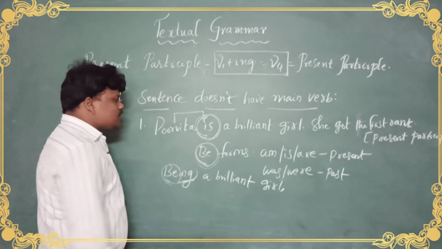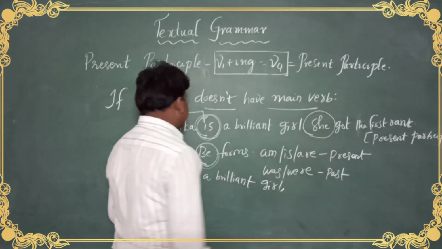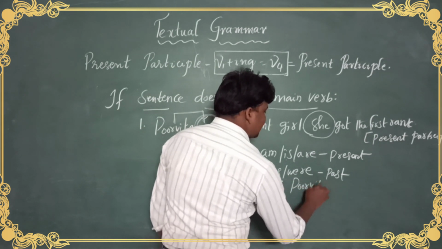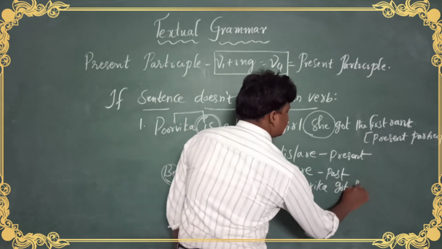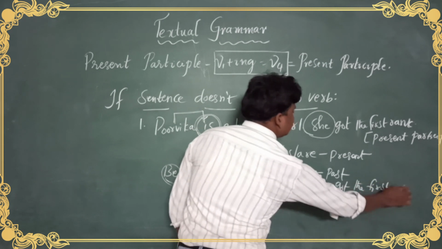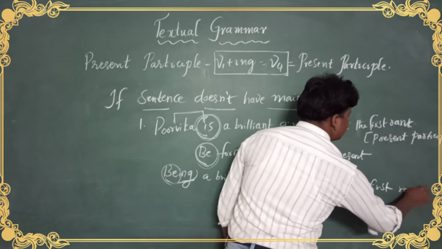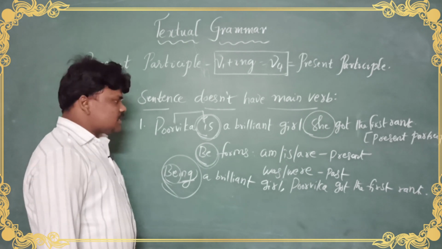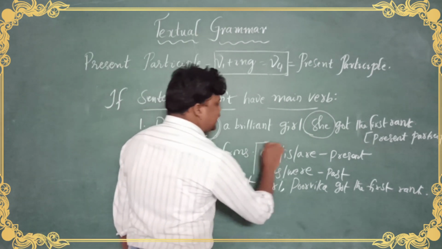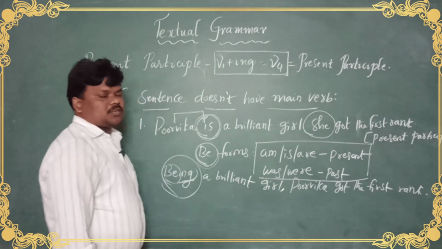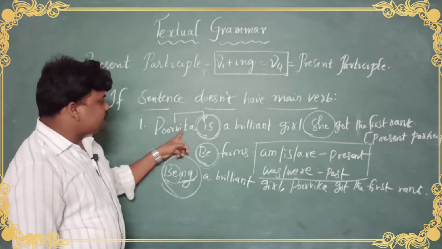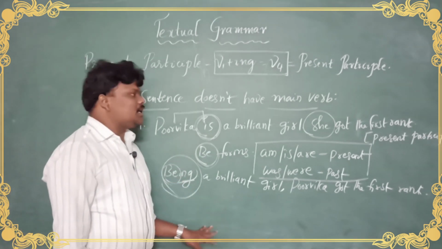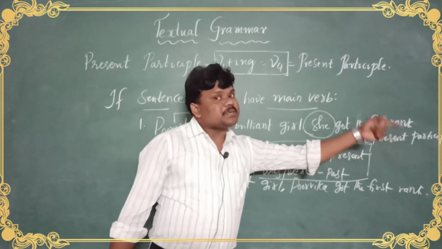Being a brilliant girl, comma, replace this pronoun with the name, which is Purvika. Being a brilliant girl, Purvika got the first rank. Very simple. See, being compulsory. What are the cases in which we need to add being? Am, is, or was, were. After the subject, if there is am, is or was, were, compulsorily we need to begin the sentence with being if the question asks us to combine with present participle.